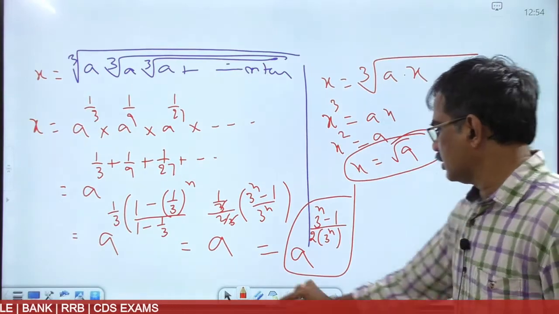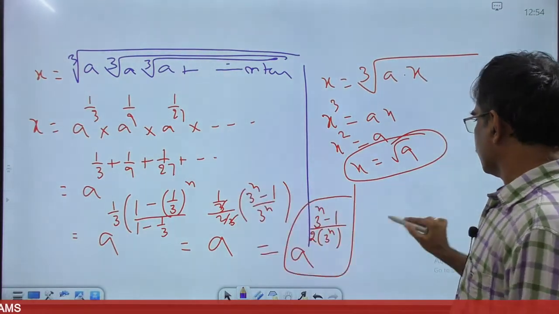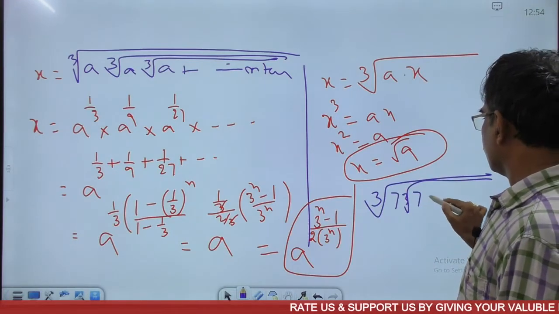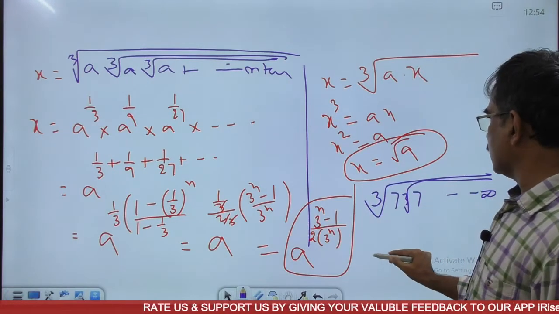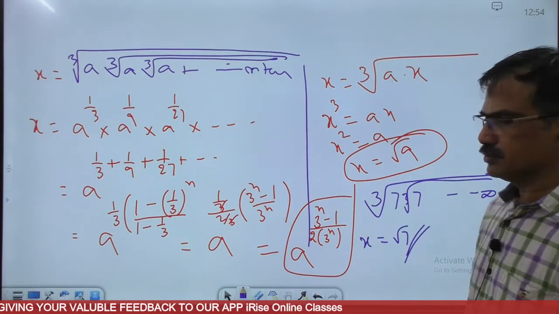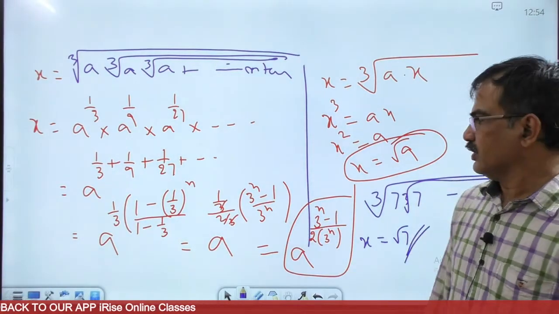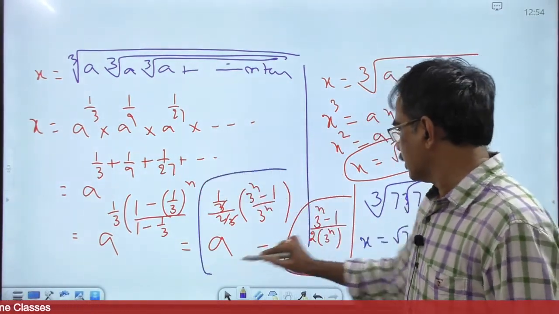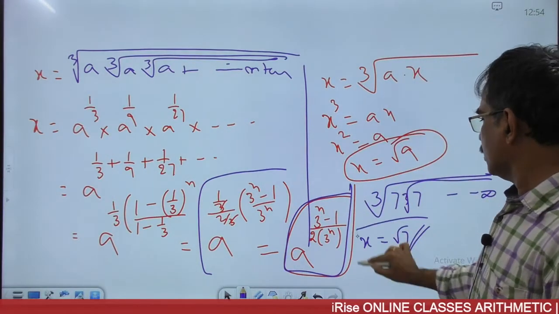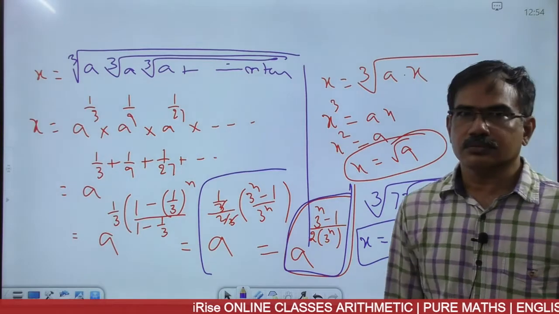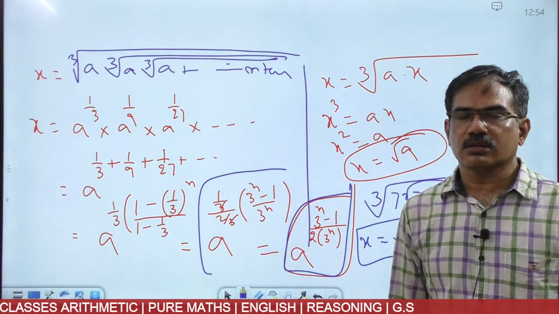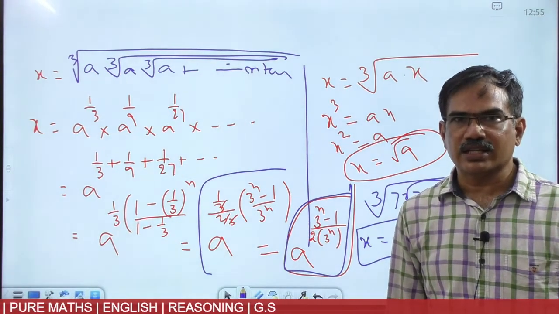For example, I want to give a simple example here. What is cube root of 7, cube root of 7, cube root of 7 up to infinity? The answer is nothing but, x is equal to root a, that is root 7. If n terms are given, this is the formula. If infinite terms are given, this is the answer. So this is about finding infinite roots.